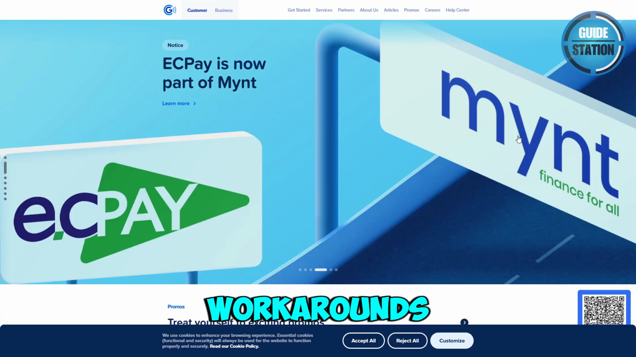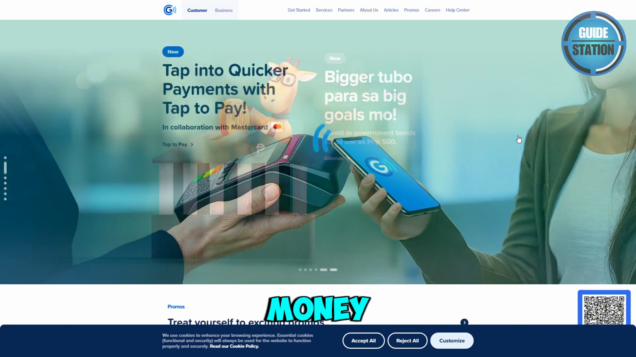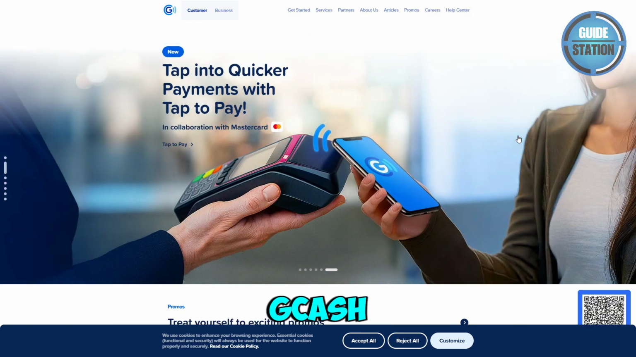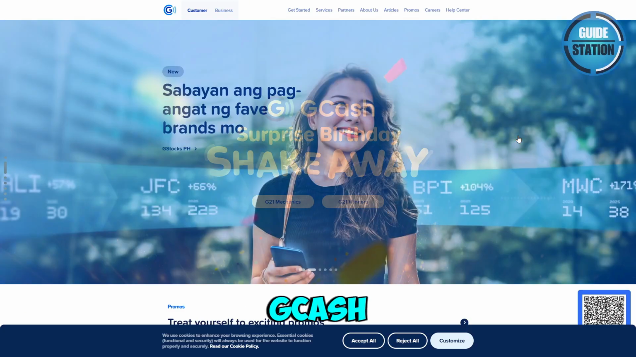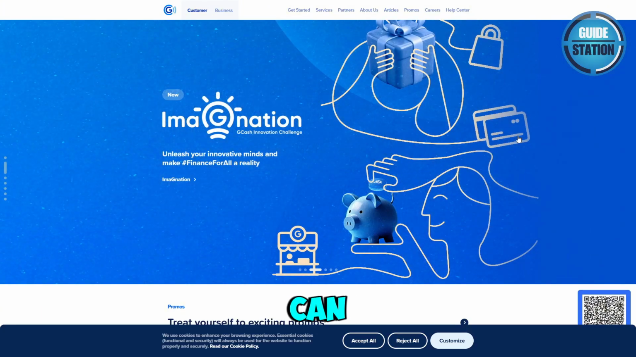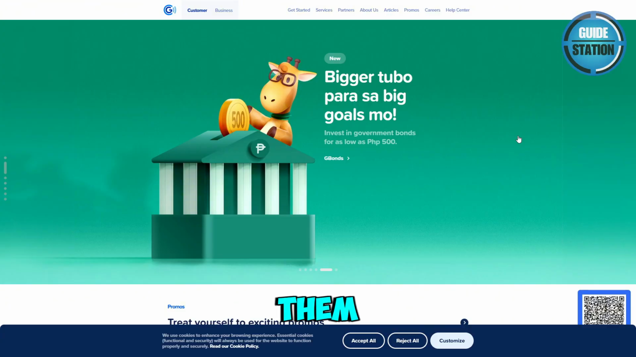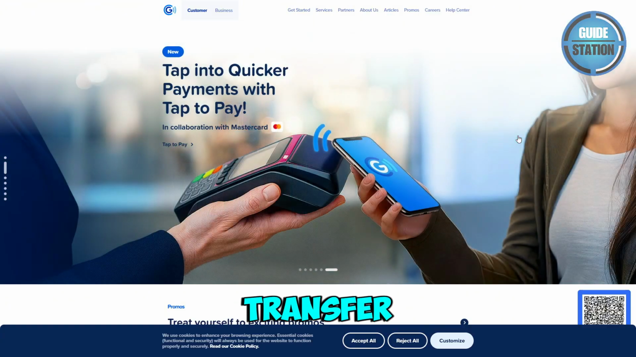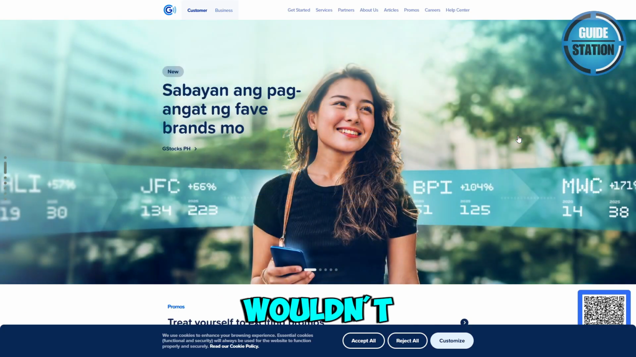But there are indirect workarounds you can see on the internet. Their goal is to turn a GCredit payment into money that eventually lands in their GCash wallet. What they do is they use GCredit to pay a bill through GCash. And once the bill is paid, they can ask the person or company they paid for, maybe a friend, family member, or someone they're settling a bill for, to reimburse them. And when they transfer the reimbursement back to them, it shows up in their GCash wallet, which is the closest workaround available right now. But again, I wouldn't really recommend it.